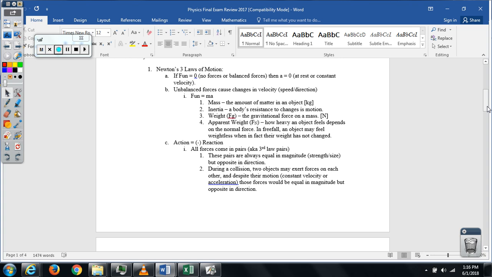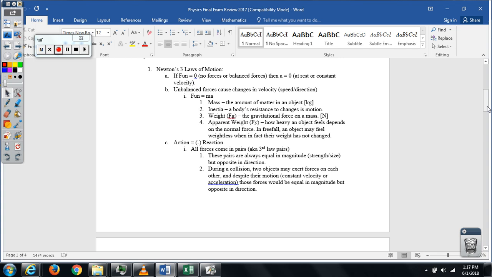So if you initially started with no velocity, then you remain with no velocity. If you initially started with positive velocity, you stay with positive velocity. If you initially started with negative velocity, then you stay with negative velocity. You keep the same speed moving in that particular direction. The second law is F_net equals ma, that forces cause acceleration.